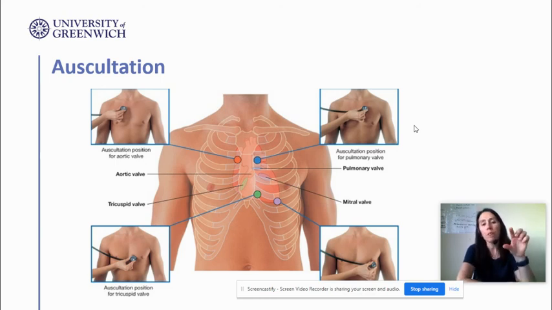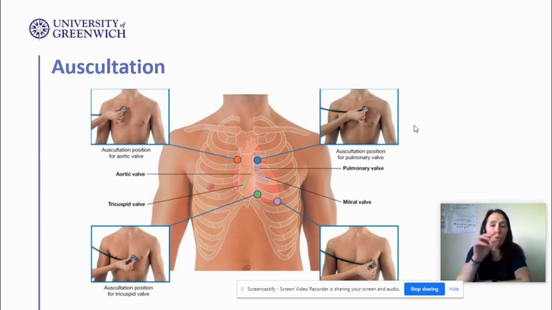So we need to find exactly where these valves are. We have got the aortic, which is in the 2nd intercostal space, just to the right of the sternum. We have got the pulmonary, which is on the other side of the sternum to the left. We have got the tricuspid, which is in the 4th intercostal space. And then we have got the mitral, which is midclavicular, 5th intercostal space.